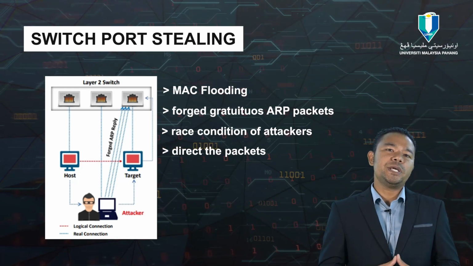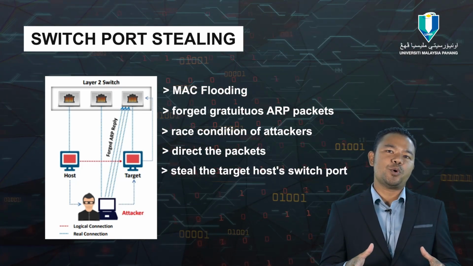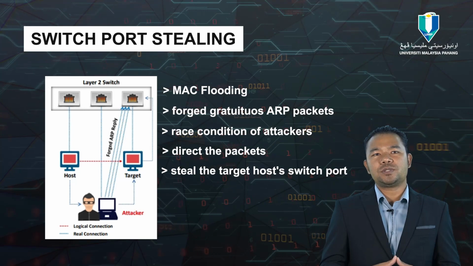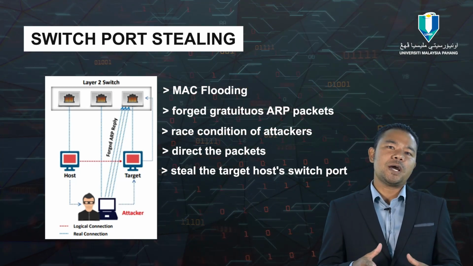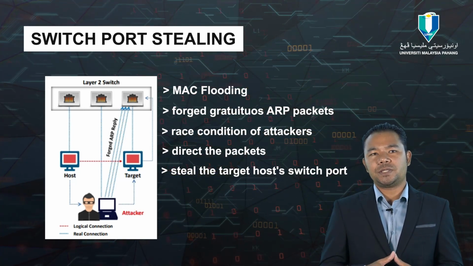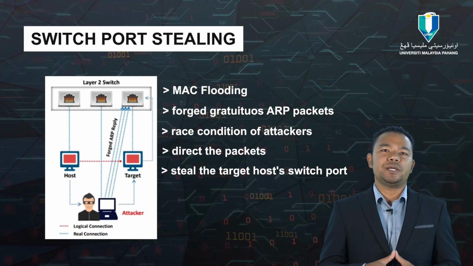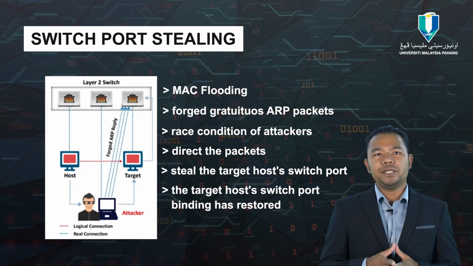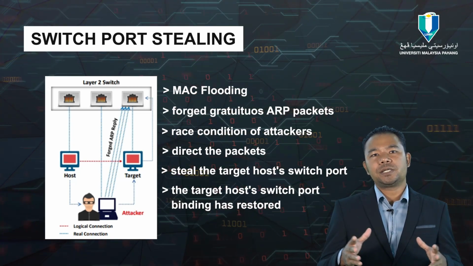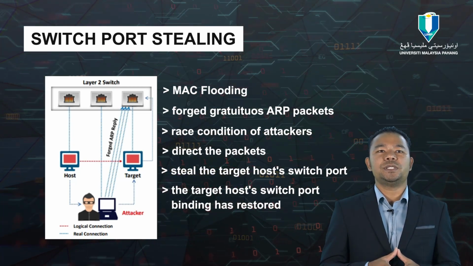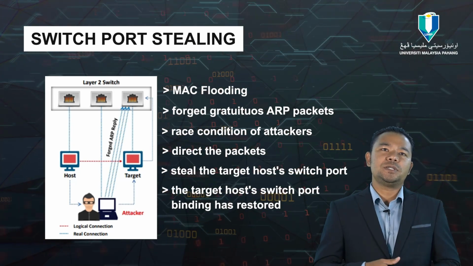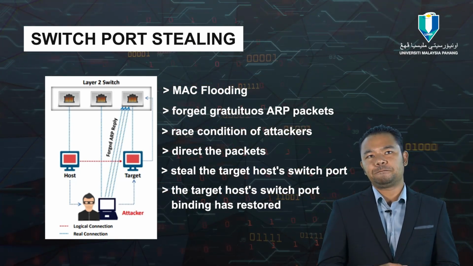The attacker has now managed to steal the target host's switch port and sends an ARP request to the stolen switch port to discover the target host's IP address. When the attacker gets an ARP reply, this indicates that the target host's switch port binding has been restored and the attacker can now sniff the packets sent toward the target host. This is an example of switch port stealing.